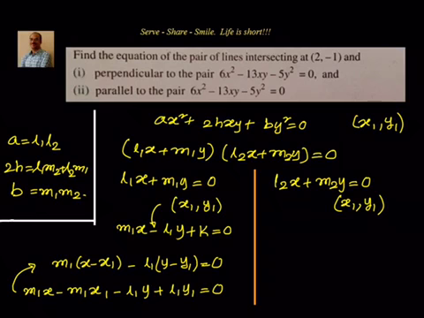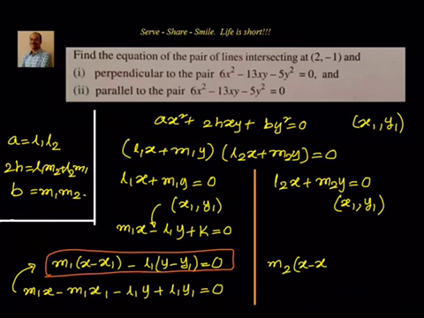This is the first equation of the line which is perpendicular to L1x plus M1y equal to 0 and passing through x1 comma y1. The same logic we can apply on the other side also. Our equation will be M2 into x minus x1 minus L2 into y minus y1 equal to 0. Now this is our second equation.